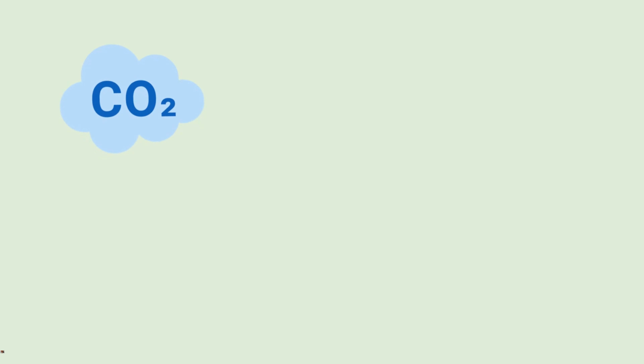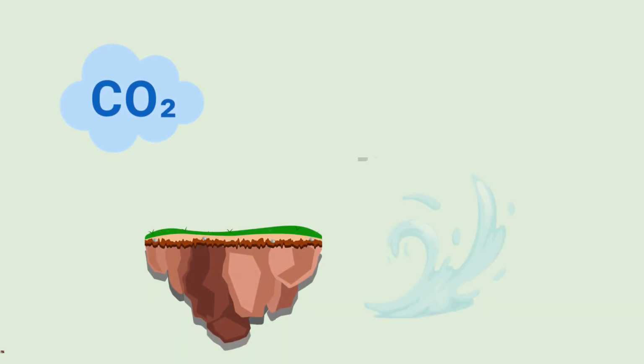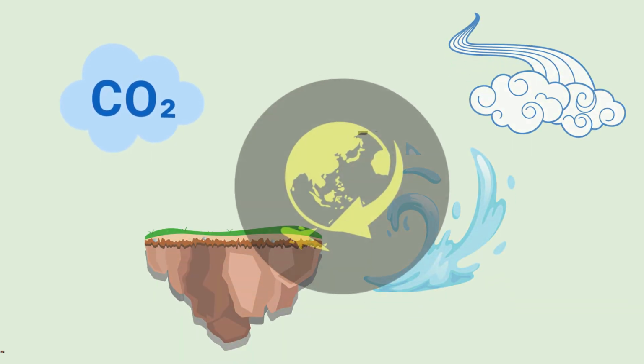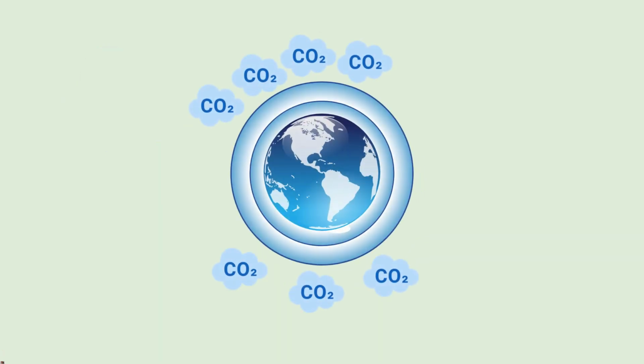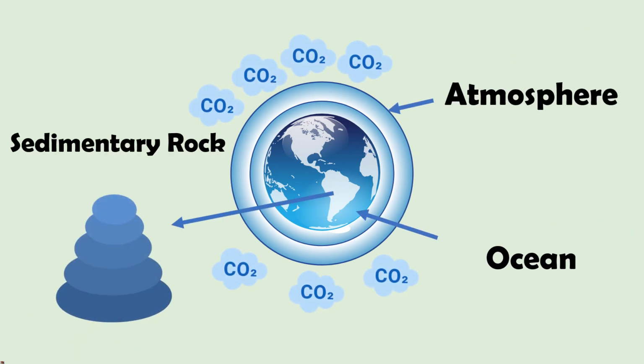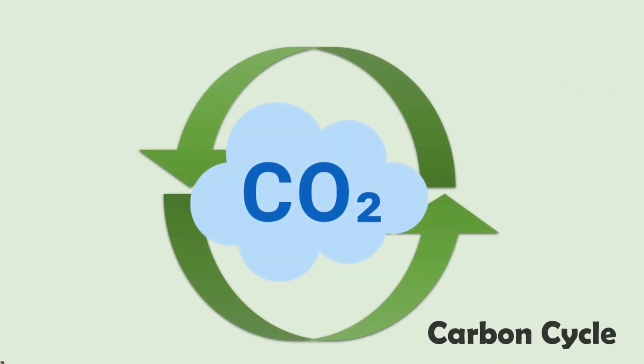Carbon is present in many forms, from land to air to water across the earth. The global movement of carbon between organisms and the abiotic environment, including the atmosphere, ocean, and sedimentary rock, is known as the carbon cycle.